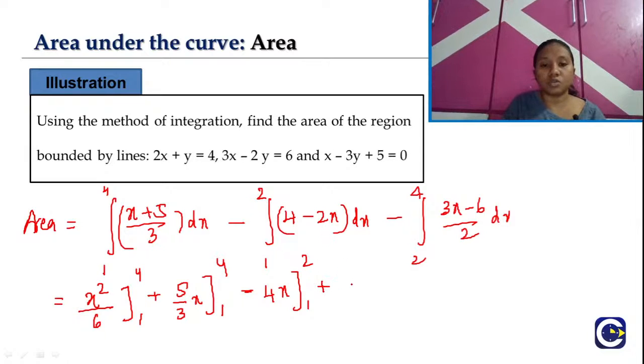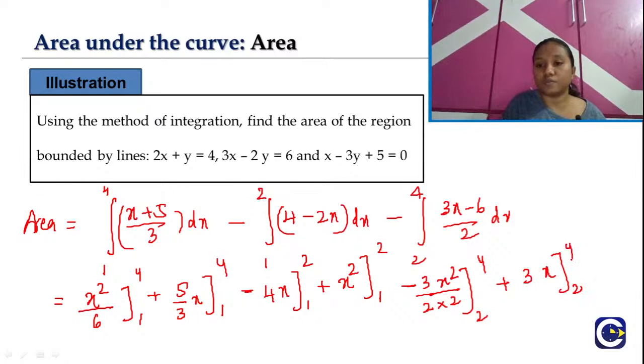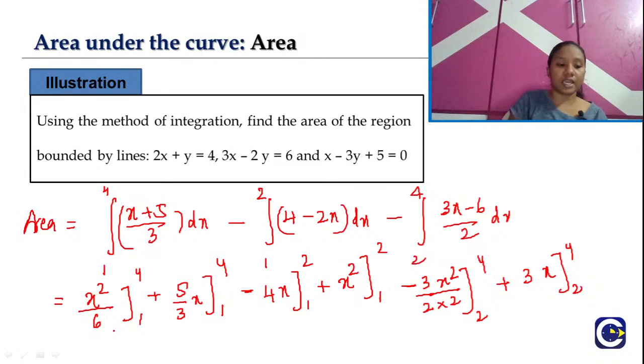So it will be 2 into x square by 2, the 2 will get cancelled. So we'll remain with x square, 1 to 2. Again minus 3 by 2 will be there, and integration of x will be x square by 2, limits 2 to 4. So minus into minus plus, that is 6 by 2 will be 3, that is 3x, limits 2 to 4. So we have to simplify this entire thing in order to get the area of the given region.